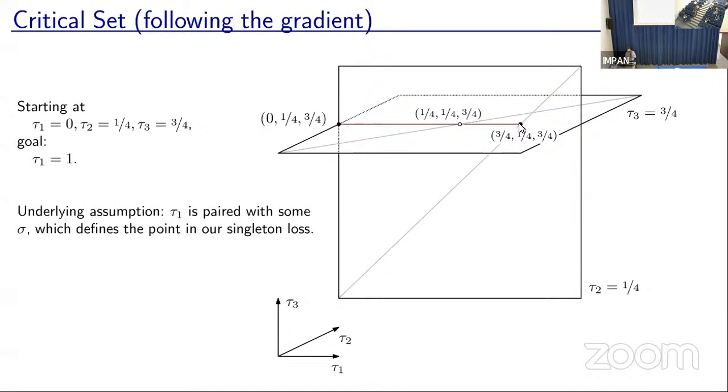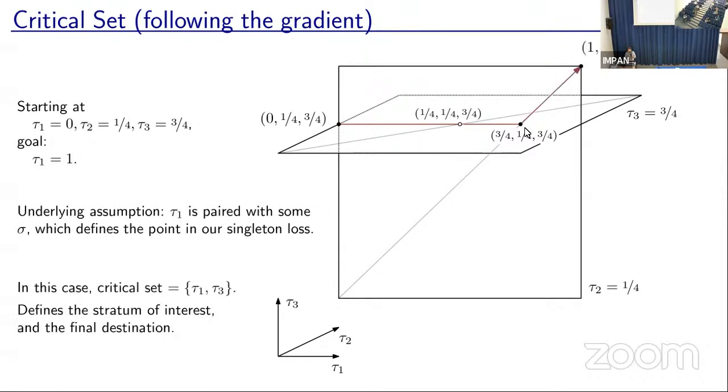But now if it does switch the pairing with tau 3, then actually what happens is that now I have to push them together. If tau 3 comes first, then it's paired with sigma. So the point is that I have to go along this lower dimensional stratum. In other words, my final destination, if I just follow the gradient, is going to be tau 1 equals 1, tau 3 equals 1, and tau 2 stays at a quarter. This is under the assumption that tau 1 and tau 2 don't change pairing, but tau 1 and tau 3 do.